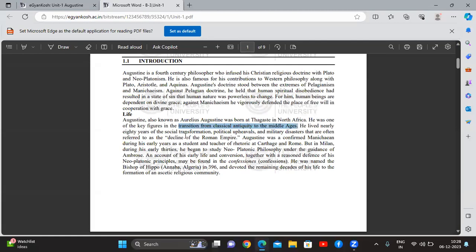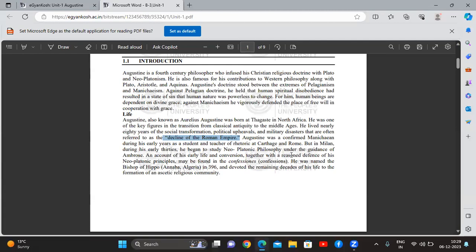So he lived nearly 80 years of social transformation, political upheavals, military disasters, and the decline of the Roman Empire. This is something that we studied yesterday, that medieval philosophy actually came up only after the decline of the Roman Empire, and the Christianization of the Roman Empire, when the Roman Empire was increasingly becoming Christian. Now, Augustine was a confirmed Manichaean.